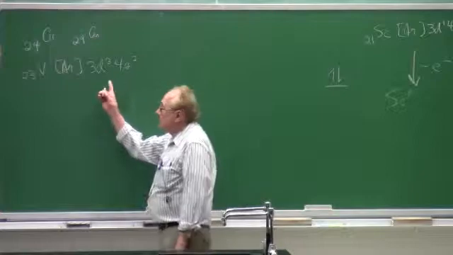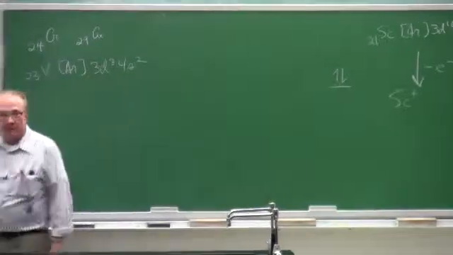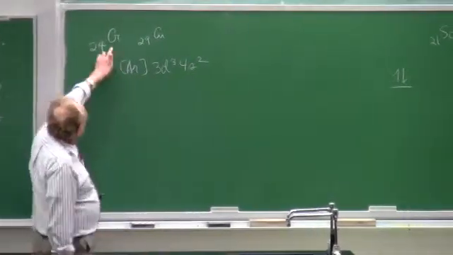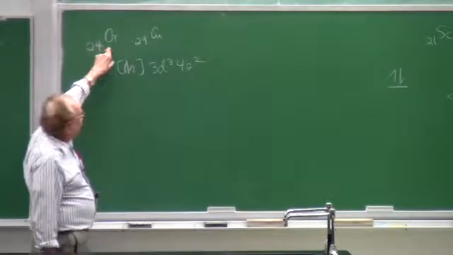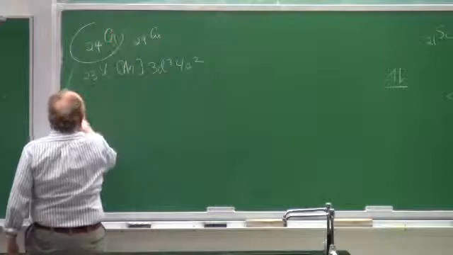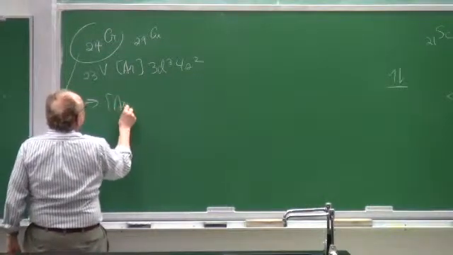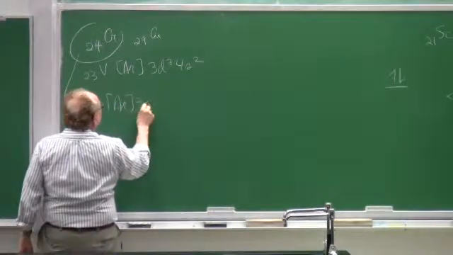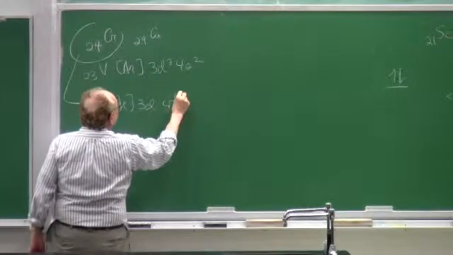So, since this is developed by Aufbau, we would expect that this is argon 3d4 4s2. But chromium is not that. It is instead argon 3d what? 5 4s1.